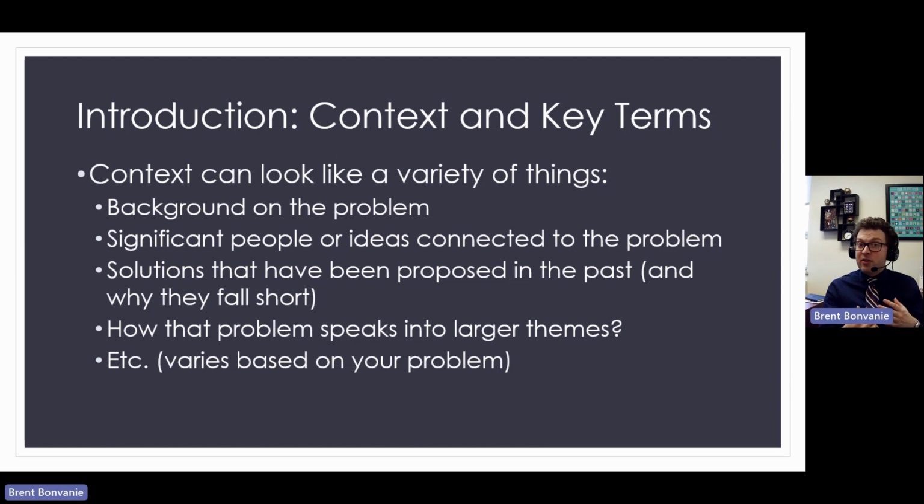Now, context can vary. It depends on what you're trying to do in your document. Sometimes you might provide further background on the problem. Maybe you need to provide some details, a historical analysis. Maybe you need to show how the problem has developed over time. You don't want to just focus on the immediate moment, but on how it's built up. Maybe you want to look at significant people or ideas connected to the problem. Are there significant figures who have tried to deal with it in the past, or solutions that have been proposed in the past that have fallen short?